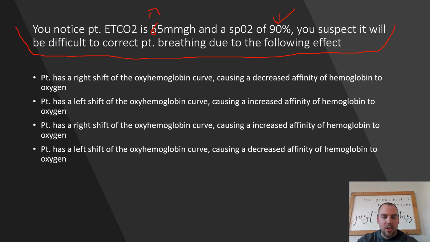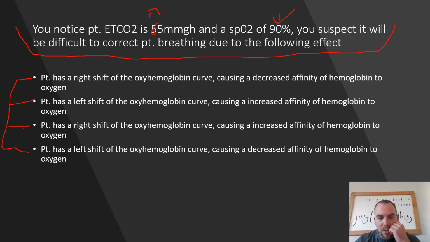Well, the patient has a right shift of the oxyhemoglobin curve, causing a decreased affinity of hemoglobin to oxygen. Or the patient has a left shift, causing an increased affinity. Or the patient has a right shift, causing an increased affinity. Or the patient has a left shift, causing a decreased affinity. What is the point of this question? You will see questions formulated this way on every subject matter. What this does is make it incredibly difficult to guess because now every single variable is represented. So you really just need to know the answer.